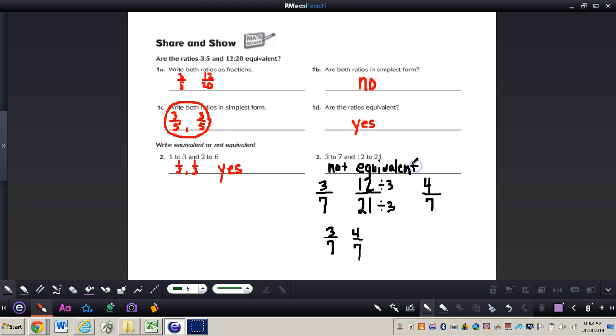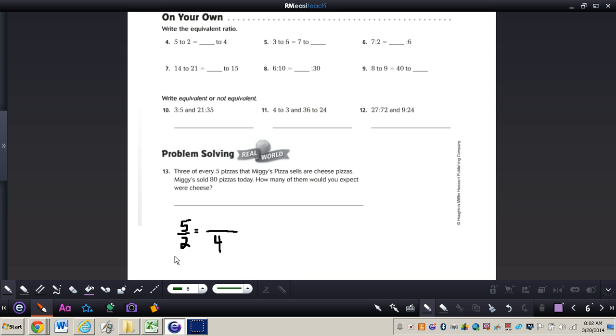Okay, now this is a little bit different twist to this. It says write the equivalent ratio. So what they have given to us for number 4 is the ratio. We need to figure out the missing ratio in order to make it equivalent. So think about finding a missing denominator or numerator. Whenever you're trying to find equivalent fractions, take what you already know and apply it to learning something new.